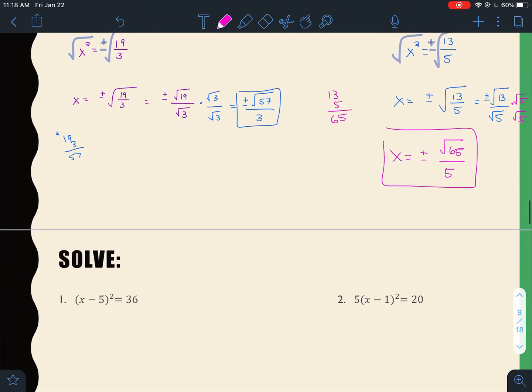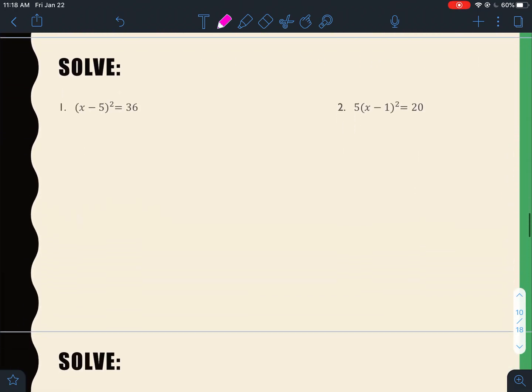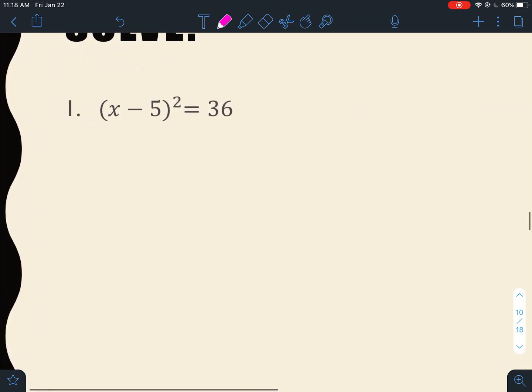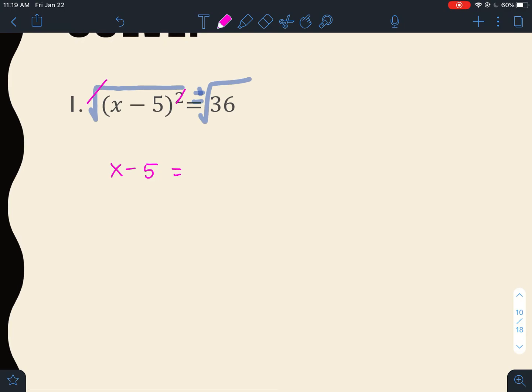All right, let's look at some more examples. Now notice, number 1, we have x minus 5 in parentheses squared equals 36. So notice, we still have an expression squared. So if I want to get rid of that squared, notice that term is alone by itself. I could take the square root of both sides. When I take a square root of something squared, it'll go away. And so I'm just going to be left with x minus 5 on that side. And it's going to equal plus or minus the square root of 36, which would be plus or minus 6.